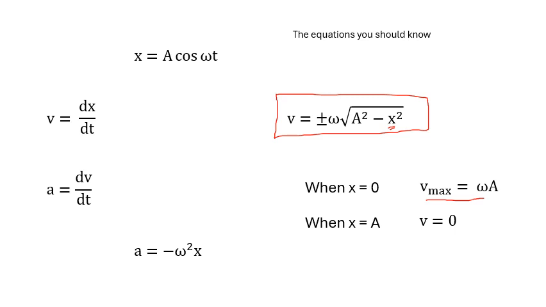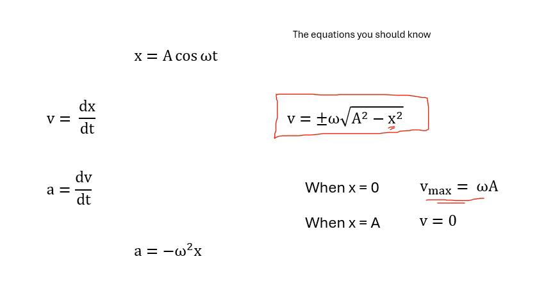That's important, remember that. Yes, it comes up on many a multi-choice. V max is omega A, and that's when x equals 0. When x is equal to the amplitude, then the velocity is 0. So if x squared was A squared, then A squared minus A squared is 0, so v is 0.